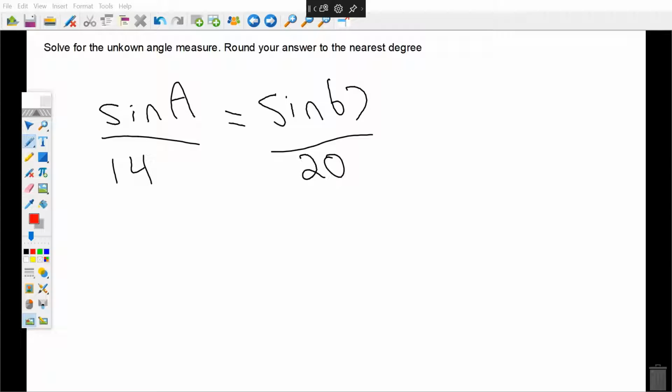All right, I'm going to start working it out as you finish up. Step 1, cross multiply. Sine A times 20 is sine A 20 or 20 sine A. It doesn't really matter where you put the 20. 14 times sine 67 is 12.887, etc.